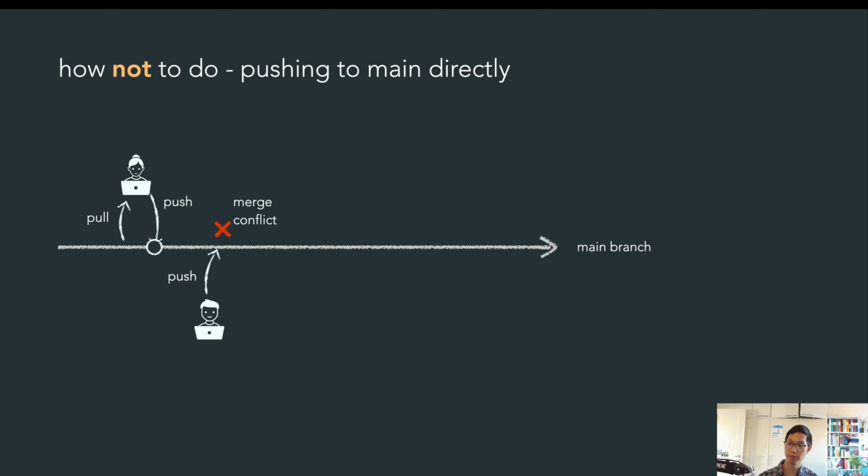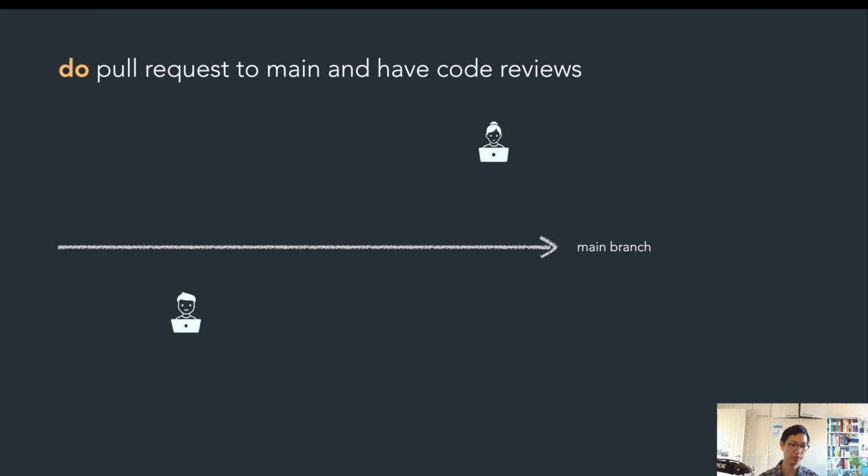For example, you have a merge conflict, or you make some accidental changes on the main branch, and maybe the main branch is connected to, for example, a dashboard or an application that is deployed. That means your end customers or stakeholders will see that something is broken. So instead, you should do a pull request to main and have code reviews.